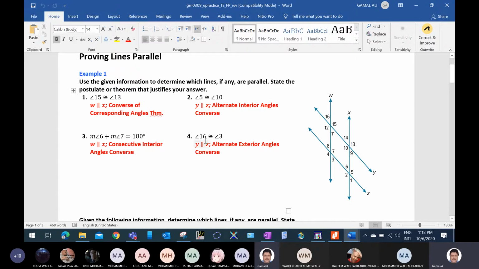Okay? Also 16 and 3. Where is 16? This. Where is the 3? This. Can you see 16 and 3? They are alternate exterior angles, and they are congruent. So we can decide the two lines Z and Y are parallel, because we use the alternate exterior angles converse.